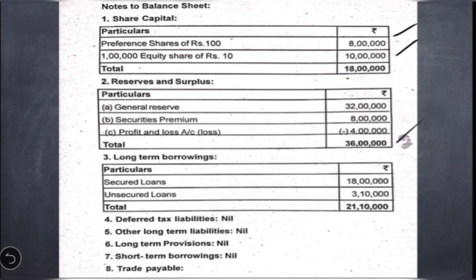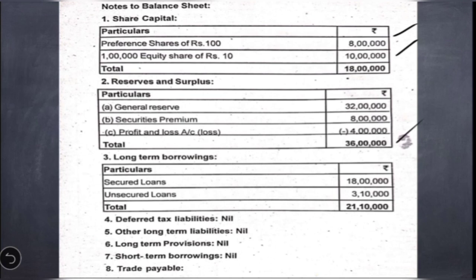Note number 3 is long-term borrowings. Under that, we are going to include secured loans and unsecured loans amounting to 21 lakh 10,000. Then note number 4 is deferred tax liabilities, nil. Note number 5, other long-term liabilities, nil. Note number 6, long-term provisions, nil. Note number 7, short-term borrowings, nil.